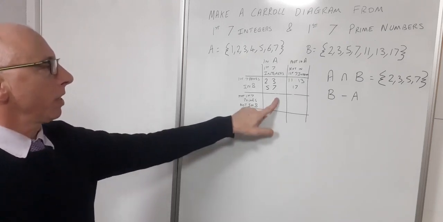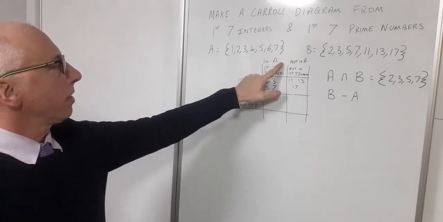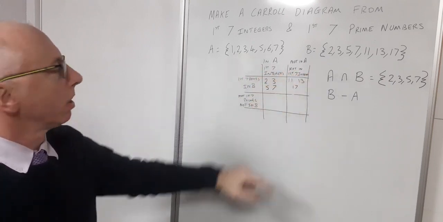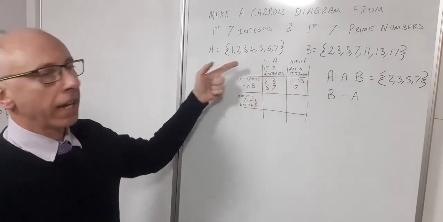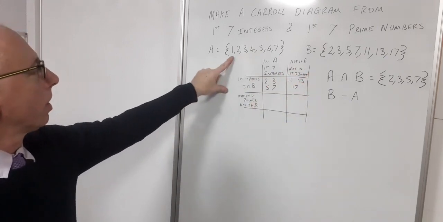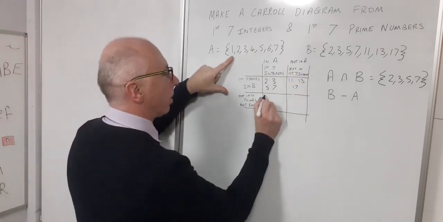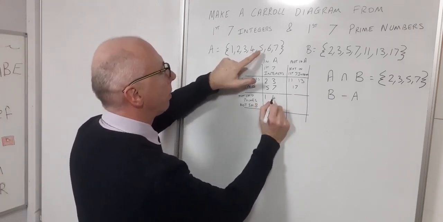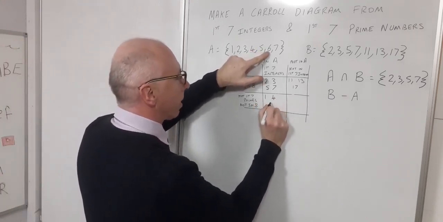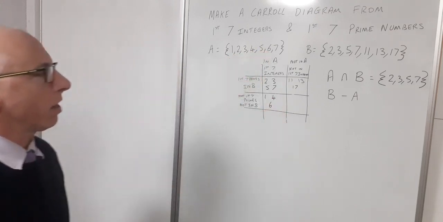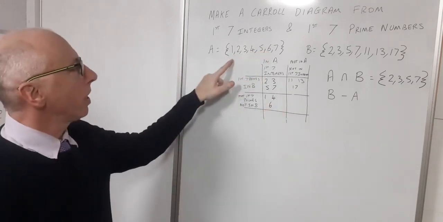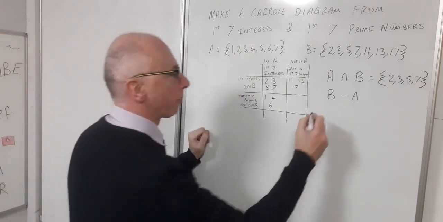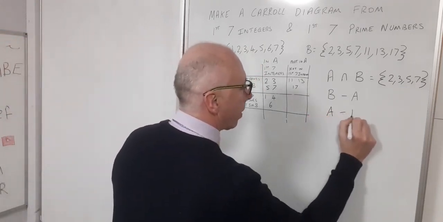Now what about this one? In set A, but not in the first 7 primes. So basically numbers in set A that aren't prime numbers. So we've got 1, 2 is in, 3 is in, 4, 5 is in and 6. So that's our set there. So basically what we want here is set A minus set B. So that's what we've got there.